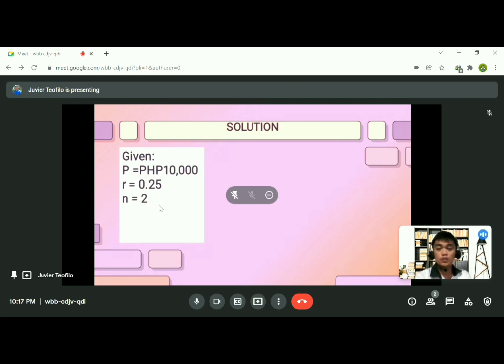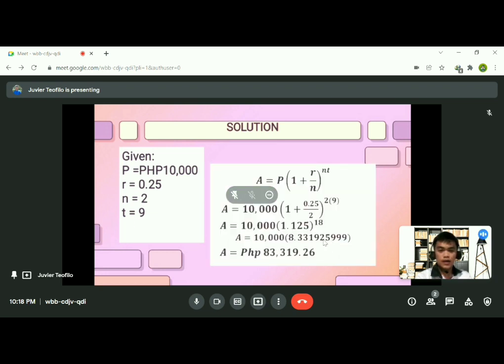N is equal to 2 because it is semi-annually. Now we have the time is equal to 9, because it is 9 years. Now, we have the formula. Just substitute the given information in our formula.